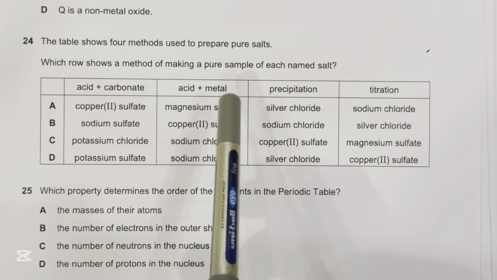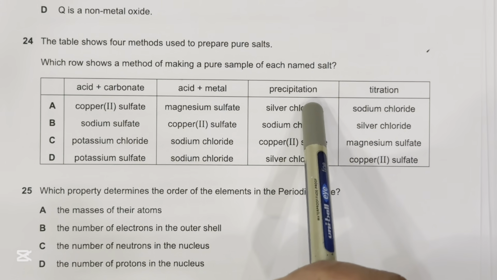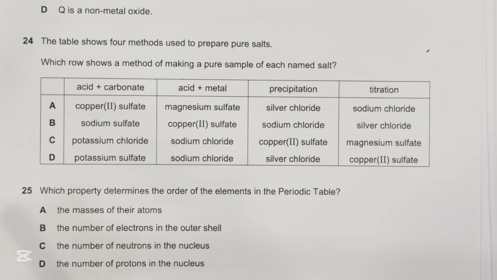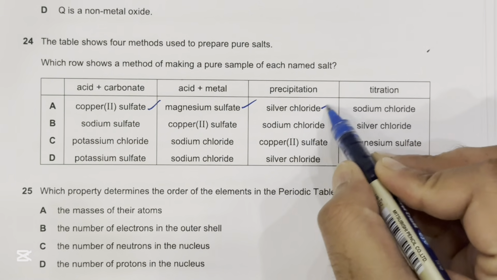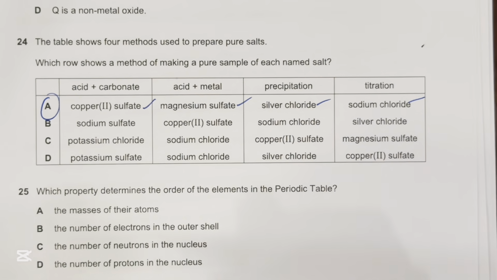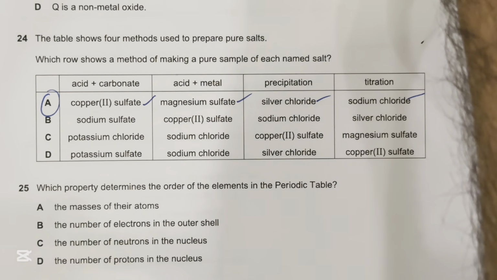Acid and metal would also produce salt. Precipitation methods are also used to produce salt. Titration is also used to produce salt. So option number A is the right choice over here. Moving to question number 25.